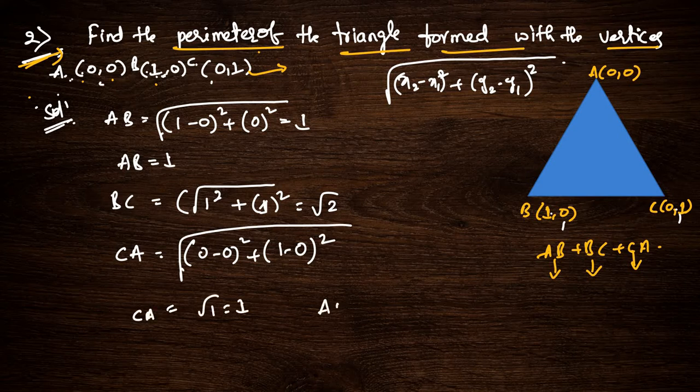So AB plus BC plus CA is equal to 1 plus root 2 plus 1. So it will become 2 plus root 2. So this is the answer here, the perimeter of the triangle.